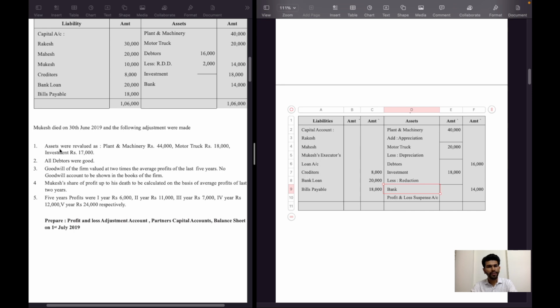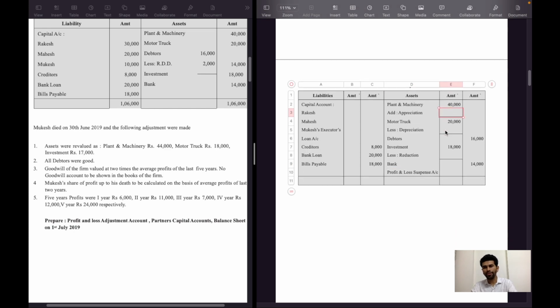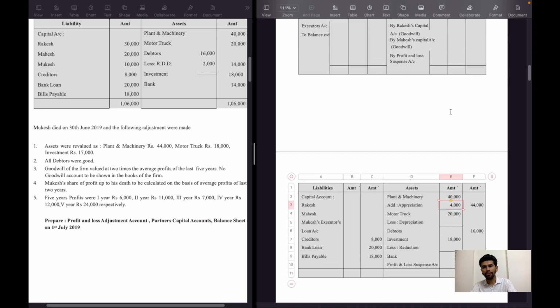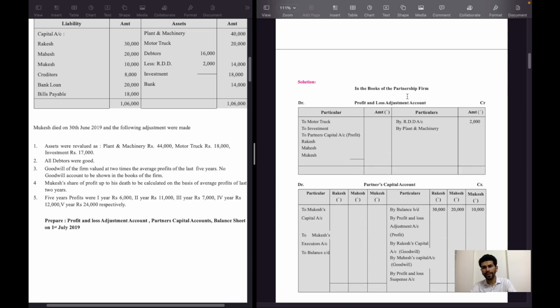First adjustment, assets were revalued as plant and machinery 44,000 rupees. The book value of plant and machinery is 40,000 rupees. We have to increase the value by 4,000 rupees to get 44,000 rupees. Increase in value of asset will come on revaluation account credit side by plant and machinery by 4,000 rupees.